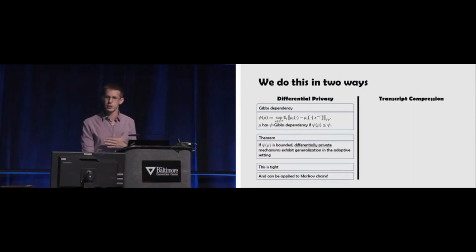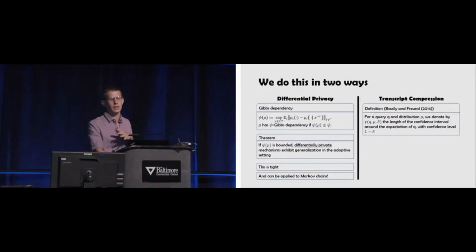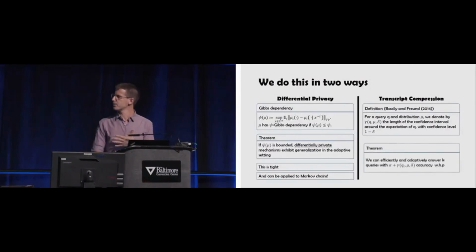The second direction is to extend the connection between compression, transcript compression, and adaptive data analysis to the non-IID setting. We do so by examining the idea of concentrated queries by Blum and Freund, which says that you take into your calculations the scale by which the queries concentrate around their means, around the mean value. Using this perspective, we were able to recover Blum and Freund's results in a different and completely new and much simpler way.